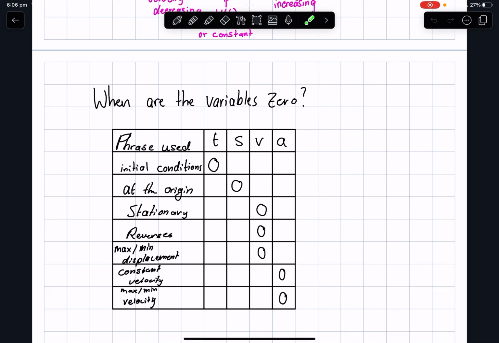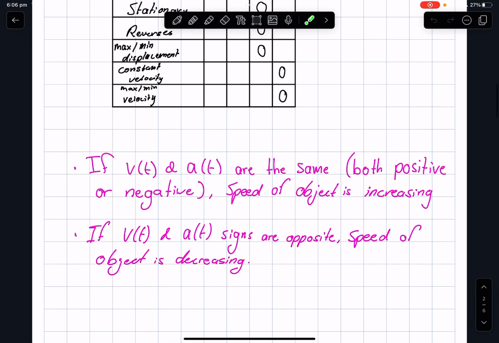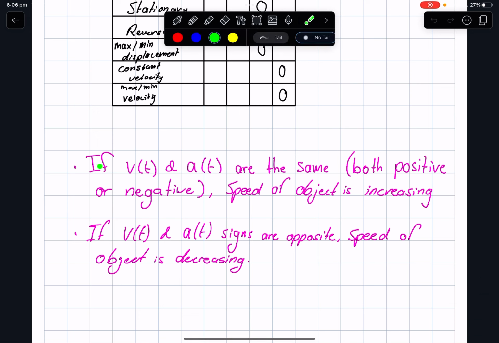So depending on what the question asks is what sign diagram you use and what equation you use to solve for t. So if v of t and a of t are the same sign, both positive or both negative, the speed of the object is increasing. If the v of t and a of t signs are opposite, the speed of the object is decreasing. Okay, and we'll see hopefully an example of that.